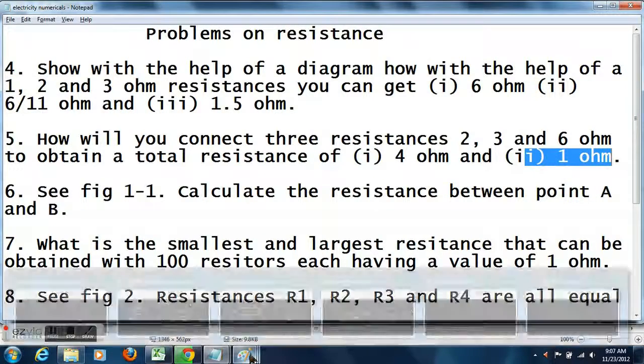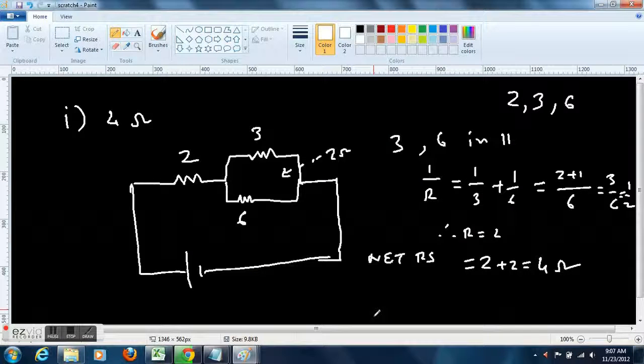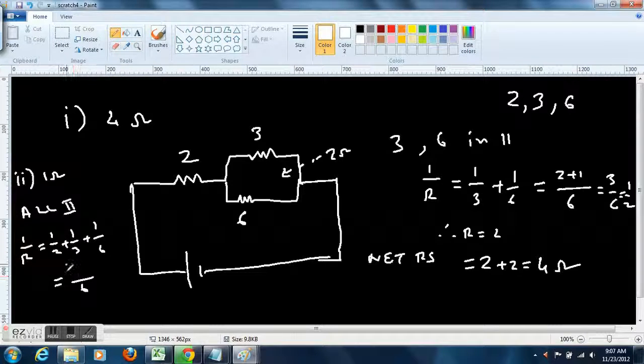Now how to solve the second part? Here I have to get 1 ohm resistance. Now remember, 1 ohm is smaller than 2 ohm, and 2 ohm is the lowest of 2, 3 and 6. That means it is possible to get it when I connect all three in parallel. So when 2, 3 and 6 are in parallel, then I can write 1 by R equal to 1 by 2 plus 1 by 3 plus 1 by 6, which is coming as 6 by 6, that is 1. Therefore R equal to 1.